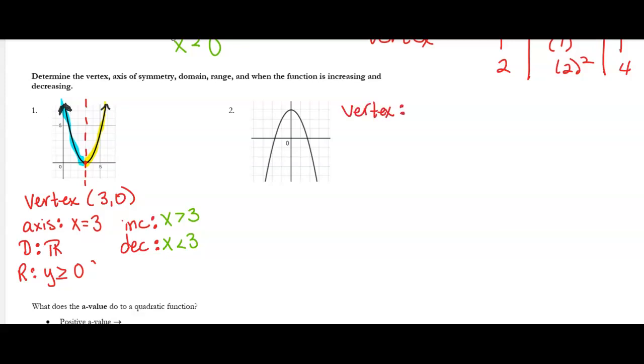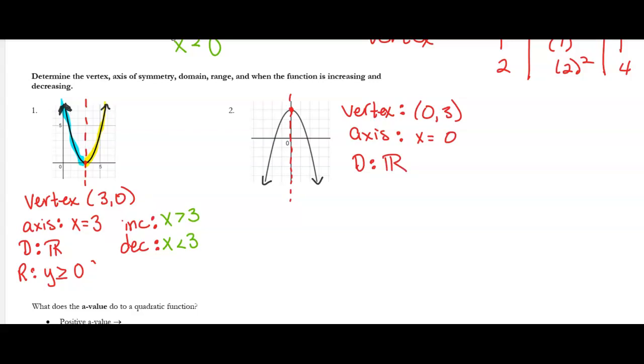Okay, so you should have had your vertex right here, which is at (0, 3). And then my axis of symmetry is that folding line. And so that is x equals 0, because it crosses through the x coordinate of the vertex at 0. Then our domain, it still has arrows to the left and to the right, so that means it's still all reals.